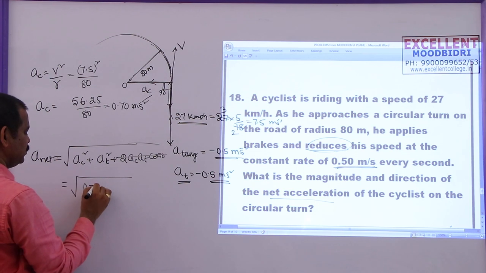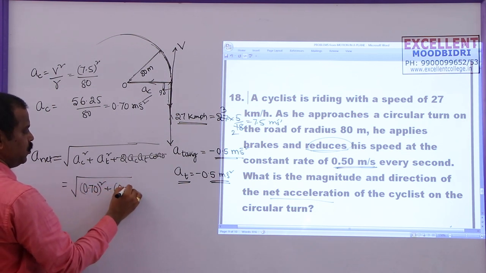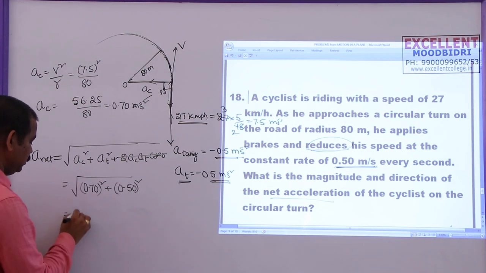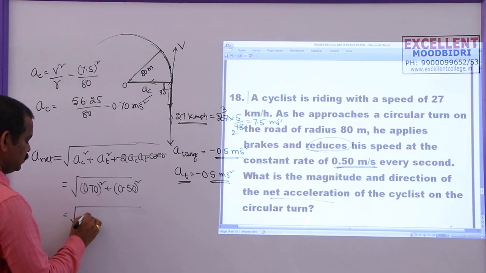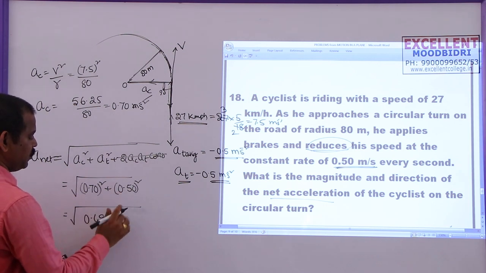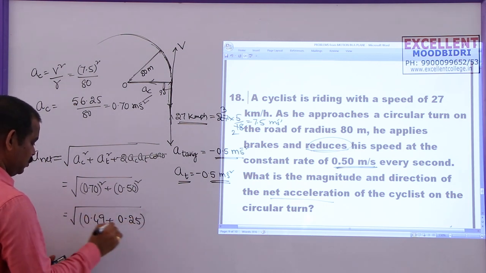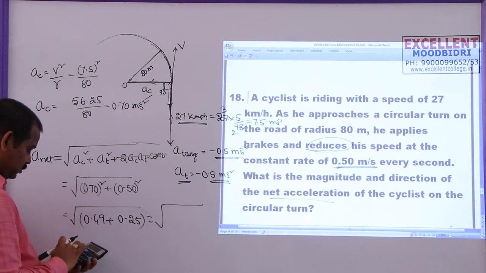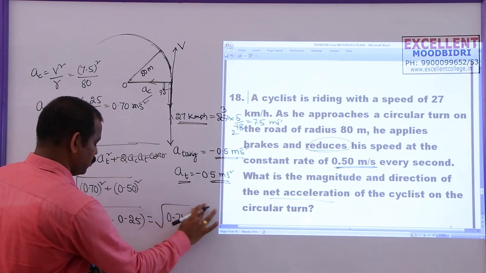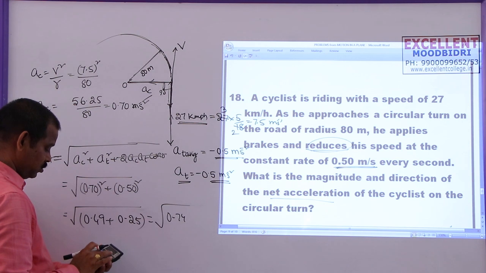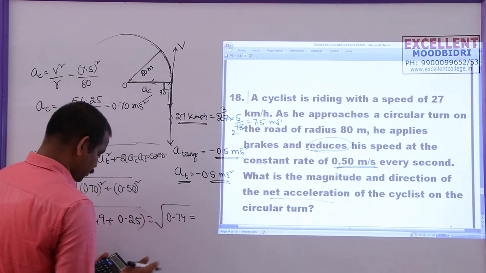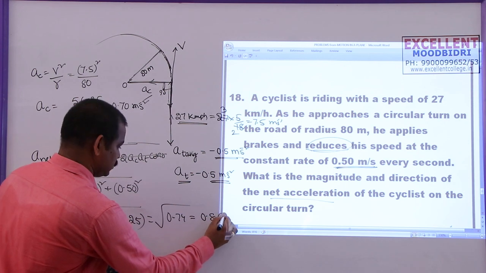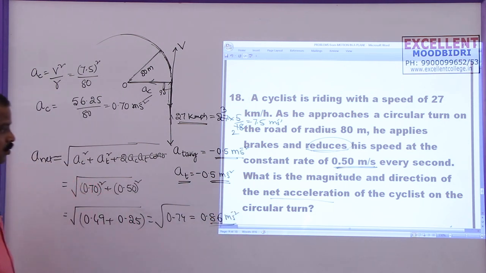So now what is AC? 0.70 whole square. This is 0.50 whole square. This is 0.7 into 0.7, which will be 0.49. 0.5, 0.5 will be 0.25. So the sum of these two, 0.25 plus 0.49, will be 0.74 under root. This will be 0.86 meter per second square.